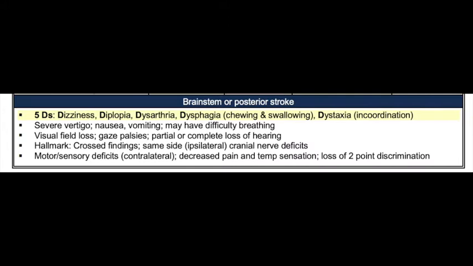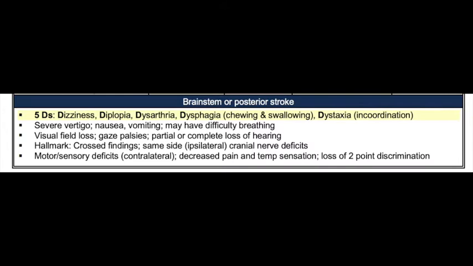Dysarthria is the difficulty in forming words, controlling the larynx. So this is going to be the patients that have difficulty speaking. And then we have dysphagia, which is going to be our patients that have difficulty chewing and swallowing. And finally, we have dystaxia, which is going to be incoordination.